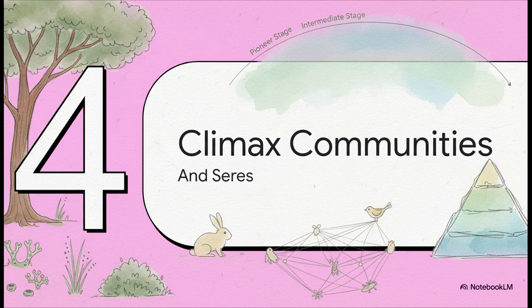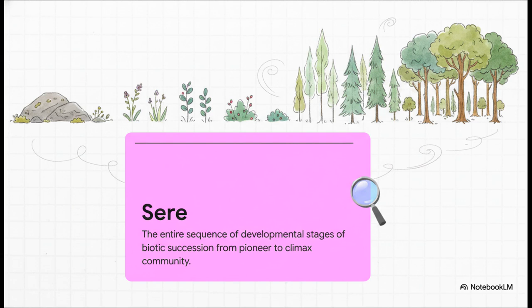Which brings us to our final module, Section 4. Series and climax communities. We've seen the physical stages of succession, but ecologists have specific terminology to categorize these sequences. Let's make sure you have the vocabulary down cold. The big overarching term you need is SERE. A SERE is the entire complete sequence of developmental stages of biotic succession, all the way from the arrival of the very first pioneer species right up to the final mature community. Within that massive sequence, each individual community stage that temporarily dominates and then changes is simply called a seral stage.